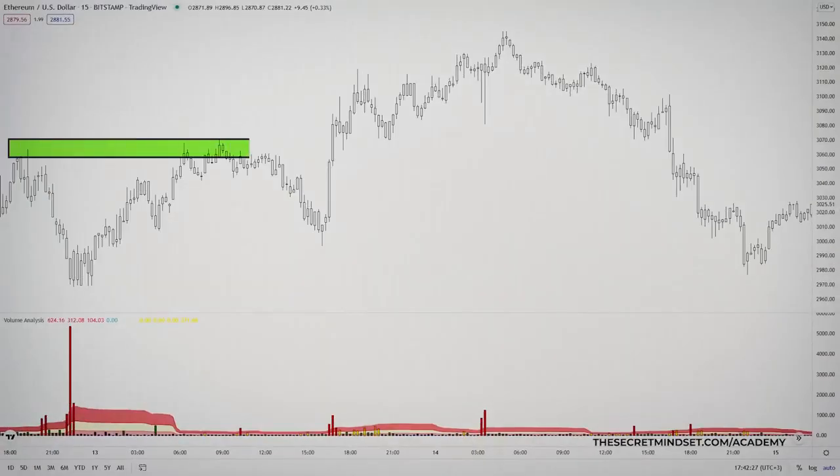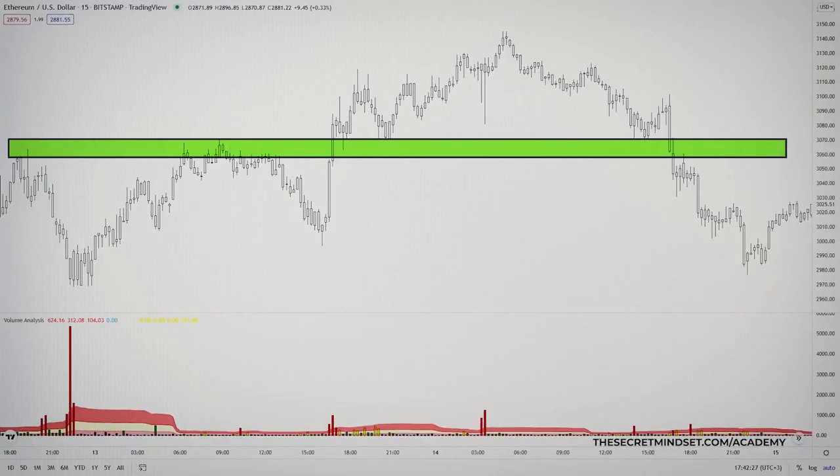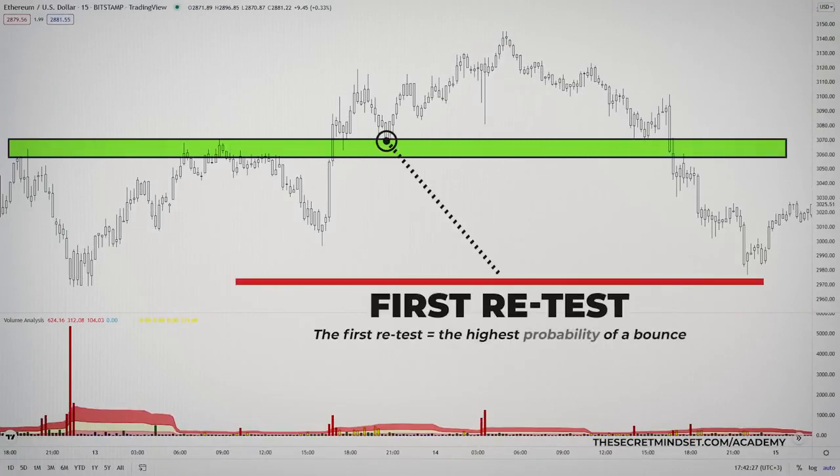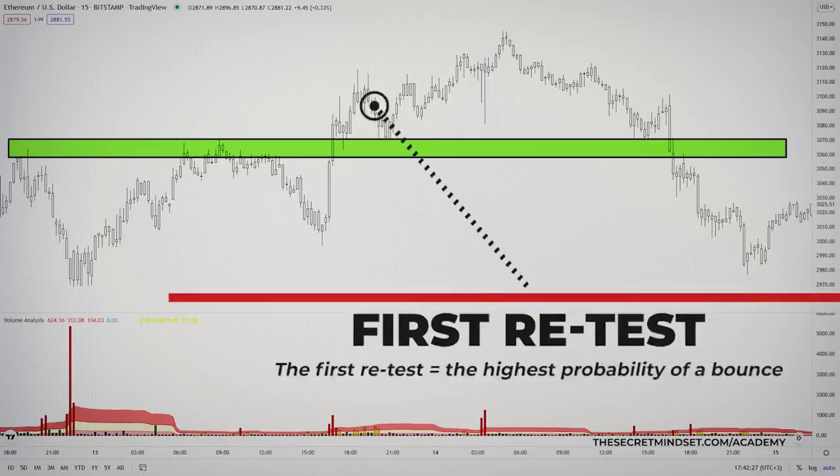One of my own rules is that the first retest is the most important one. What I mean is that if you have a zone marked on your charts and you see the market return to the breakout zone and proceed to move back in the direction of the breakout, I consider this first retest as having the highest probability of succeeding.